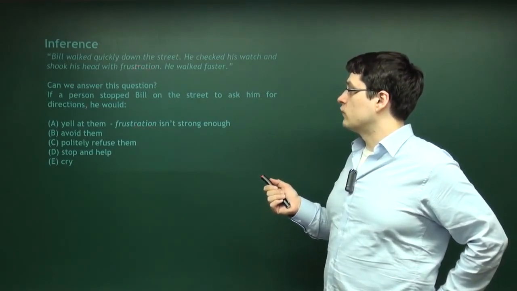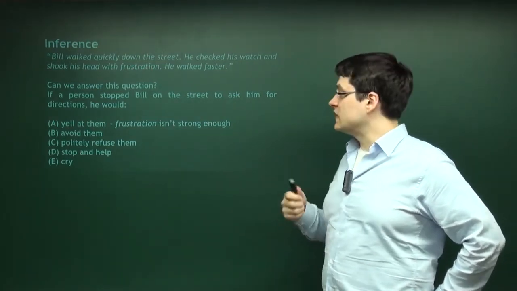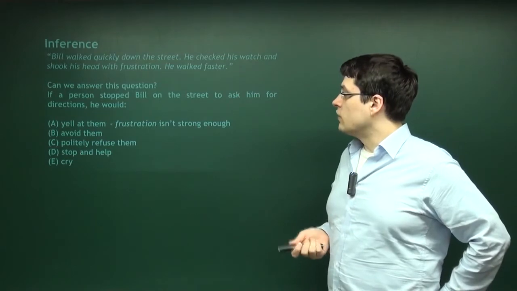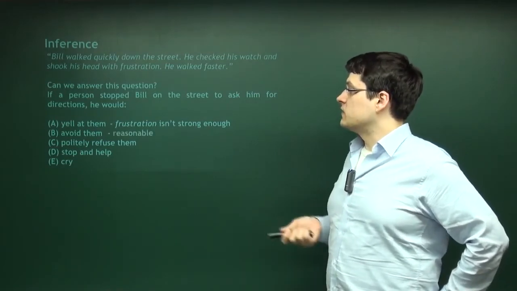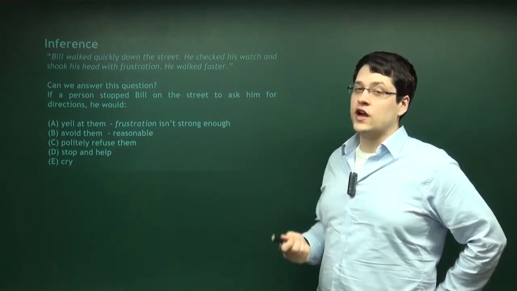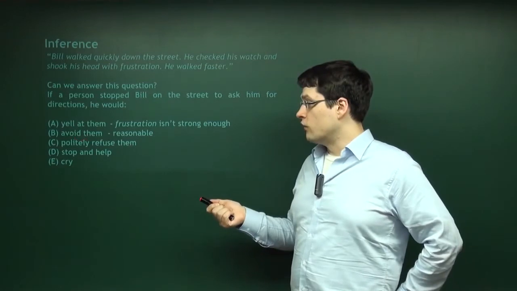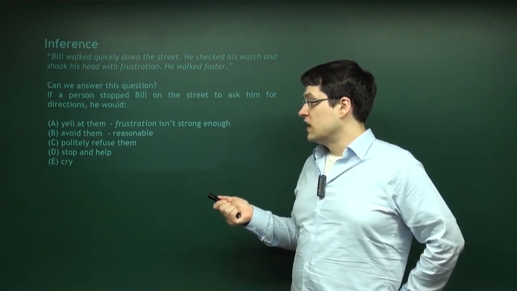We can't say this frustration would lead to yelling. Okay, what about avoiding? Do we have anything that says that he would avoid them? Now this, I think, sounds like the best possible answer. He's in a hurry. He's late. We don't know anything about how he would interact with people. The best we can infer is this more general avoiding rather than the more specific yelling at them.